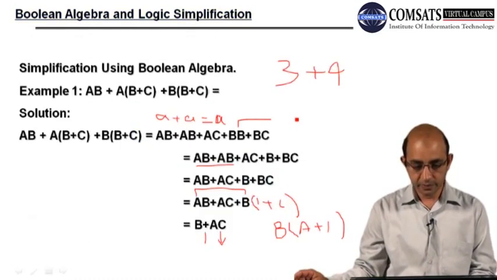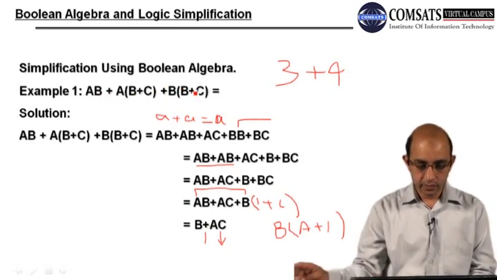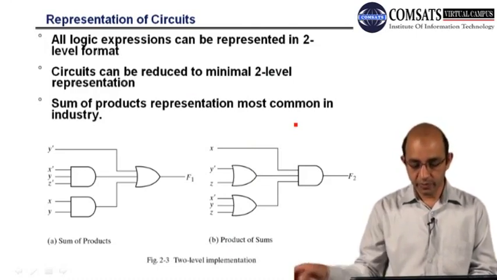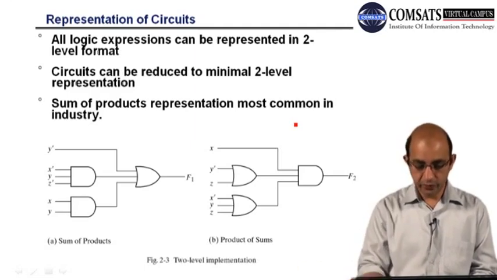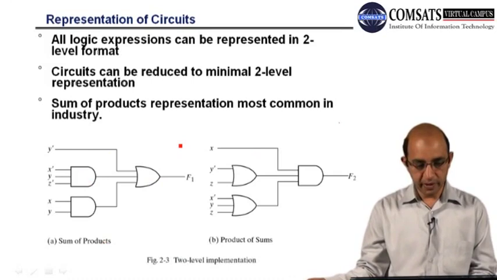So how many gates we have? 1, 2, 3, 4. Right? So these are the representations of circuits in sum of the products and product of the sums form. So this is a sort of two-level implementation. So you can see that we have level 1, this is the first level and this is the second level. So you can have a two-level implementation. So here we have two different representations.